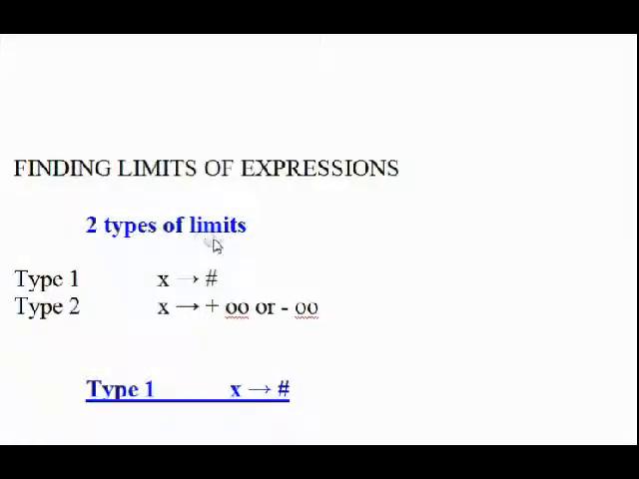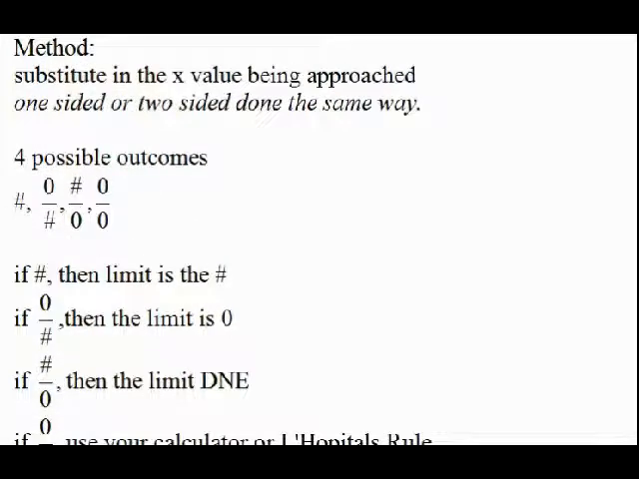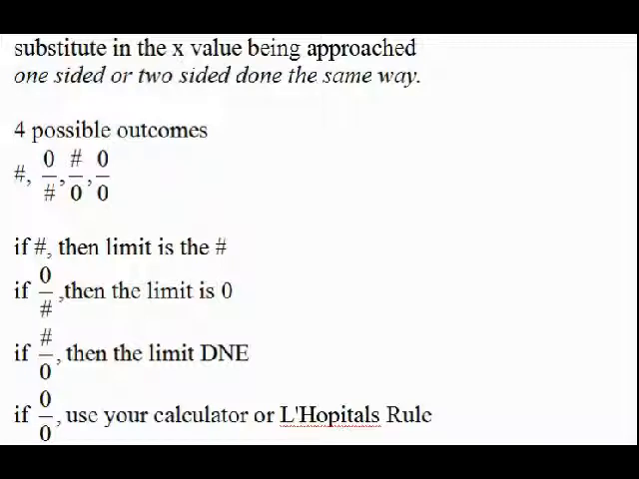There's two types of limits. We're going to be looking at type 1, where X approaches a number. But there's another one, where X approaches positive infinity and negative infinity. And so we're looking at type 1 here, and this is the method that we're going to use to evaluate.